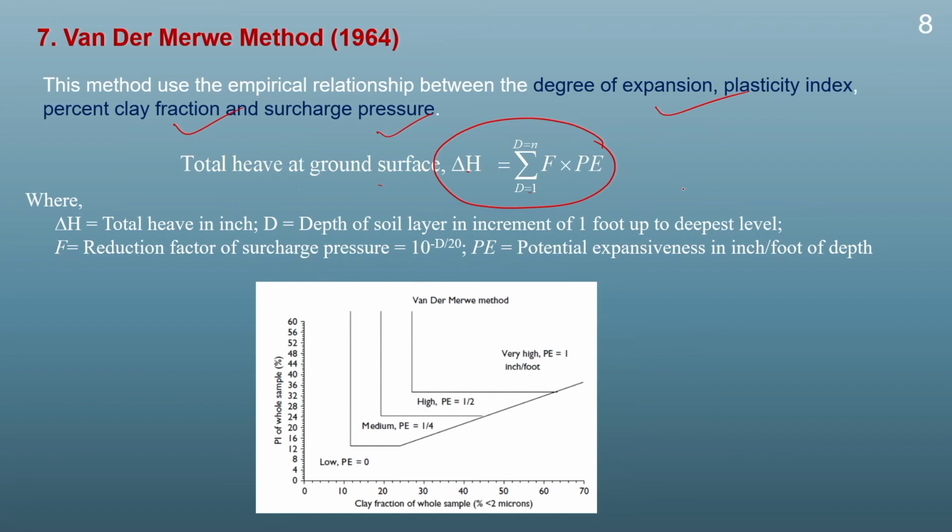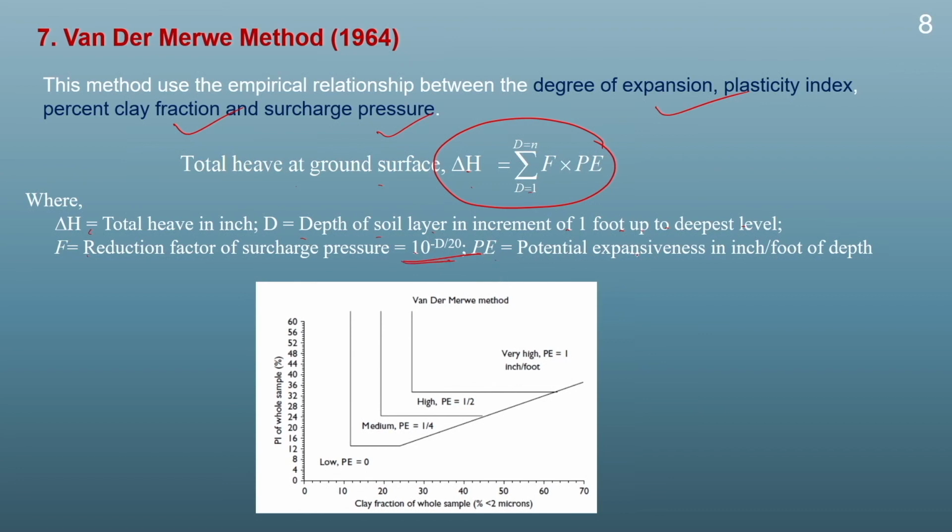So, in this method the soil has been divided into various layers. Each layer is approximately 1 foot in depth, and then the del H is determined. In this equation, del H is equal to the total heave in inches on the ground surface. D is the depth of the soil layer in increments of 1 foot up to the deepest level. F is the reduction factor of surcharge pressure, which can be determined using this equation.